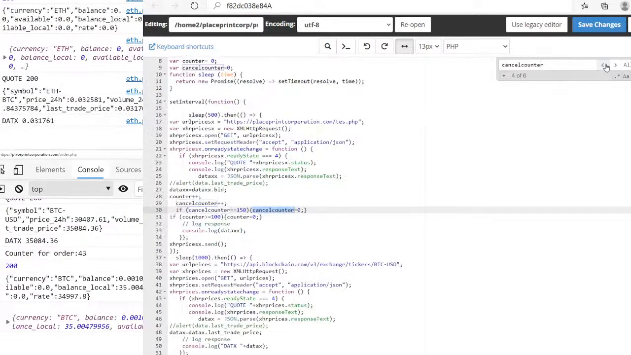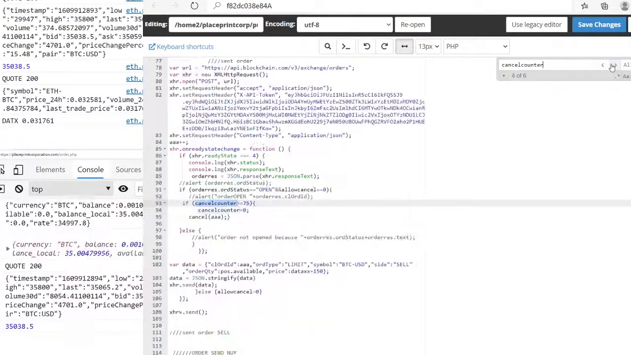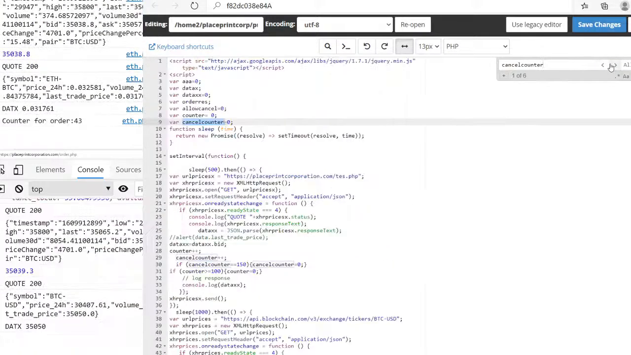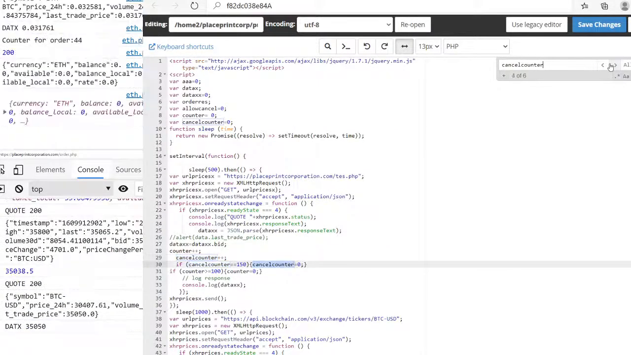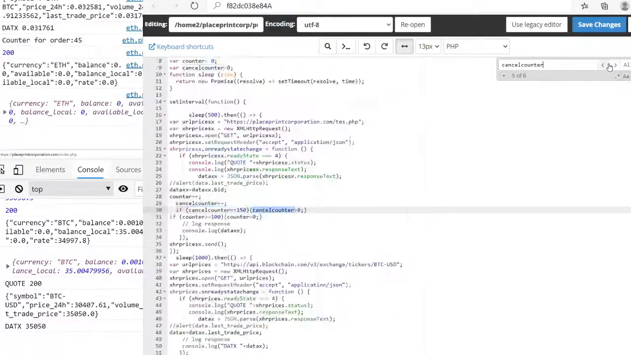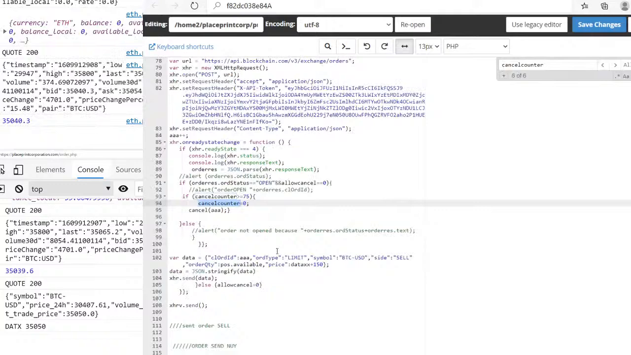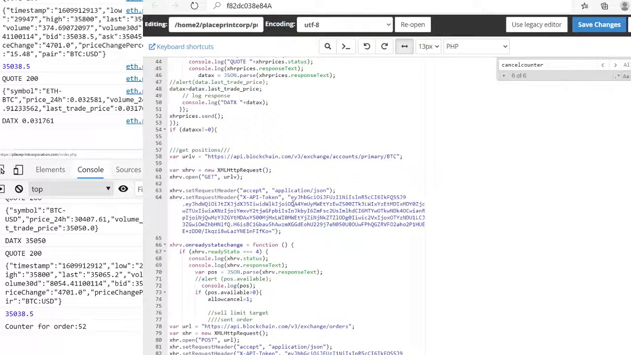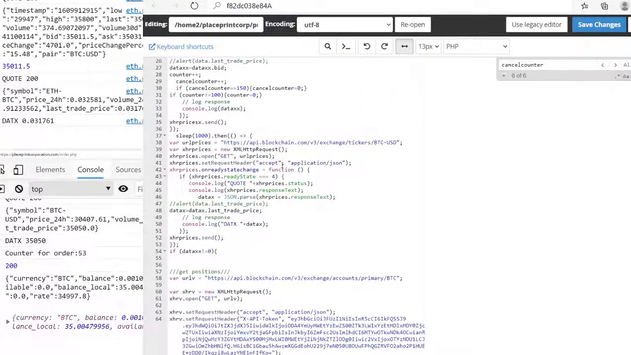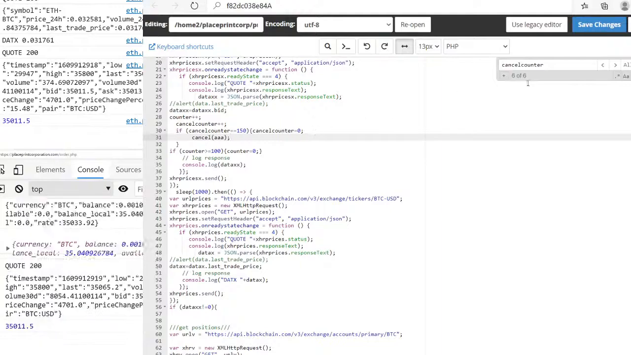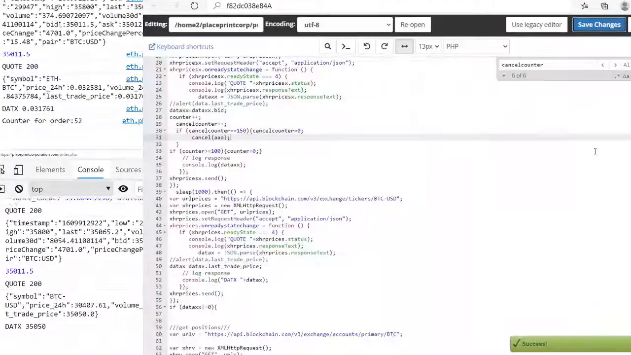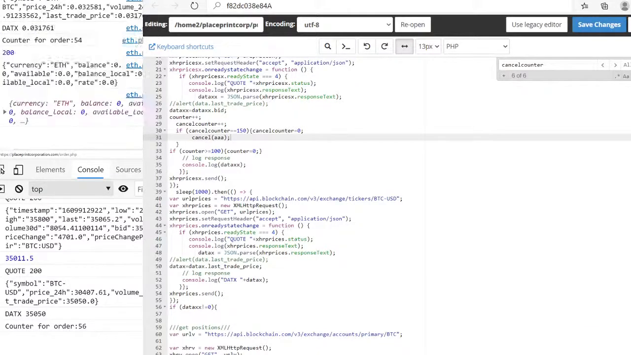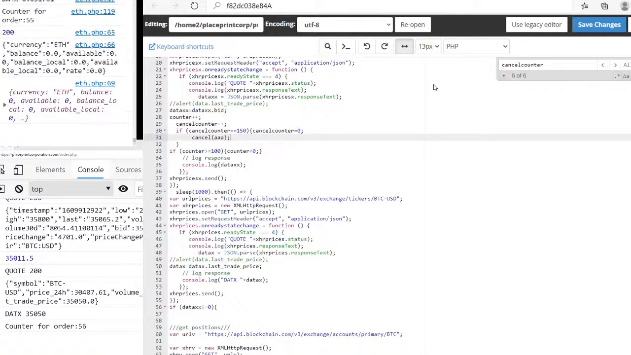Cancel AAA. Cancel counter, interesting. Cancel AAA. So is it running A? It's running cancel, isn't it? It needs to run the actual function. Yeah, it needs to run the function. Cancel AAA. All right, so I didn't have it right. I just didn't have the feeling that it was right, but I know it wasn't now.